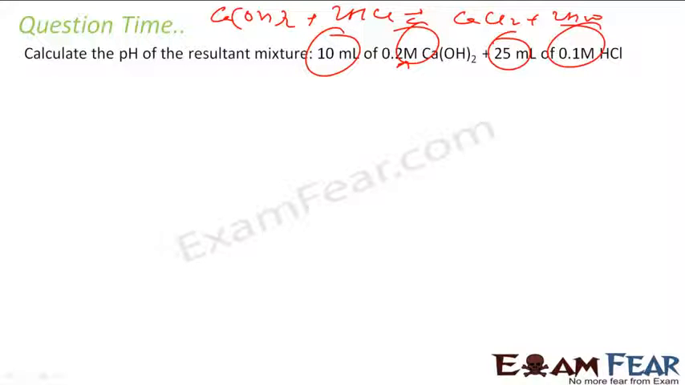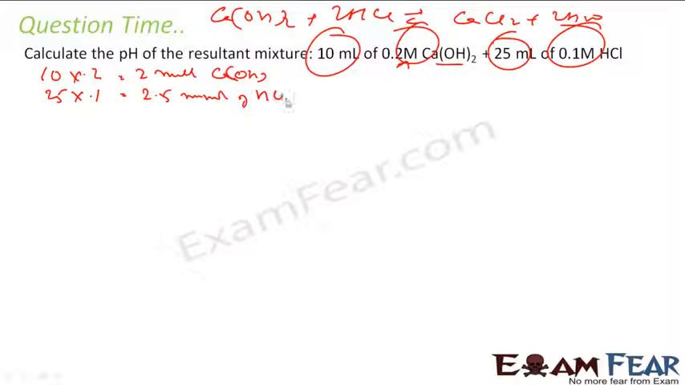So there is an acid here and there is a base here, right? So first there is a base, this is acid. It will react to form salt and it will become either acidic or basic. So let's find the number of moles. We have 10 ml of 0.2 M Ca(OH)2, which is nothing but 10 into 0.2, that is 2 millimoles of Ca(OH)2. Similarly, we have 25 ml of 0.1 M, that is 2.5 millimoles of HCl. Correct?